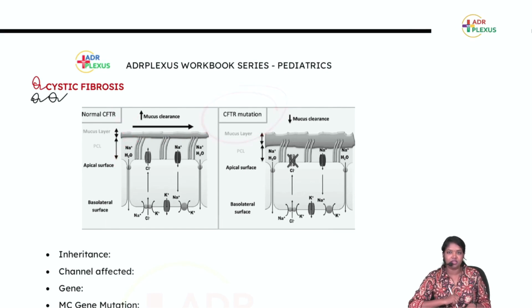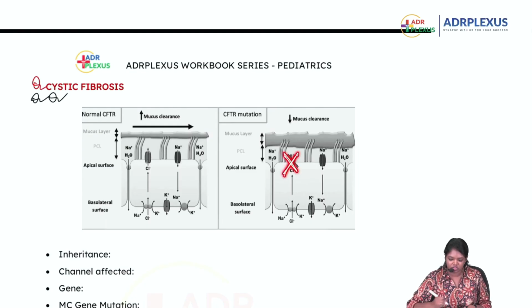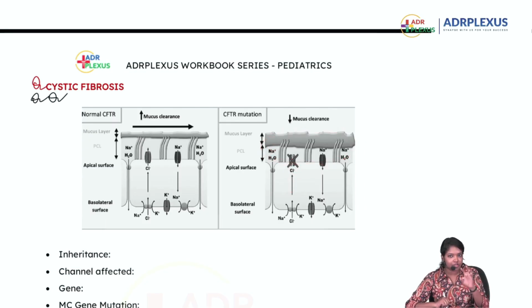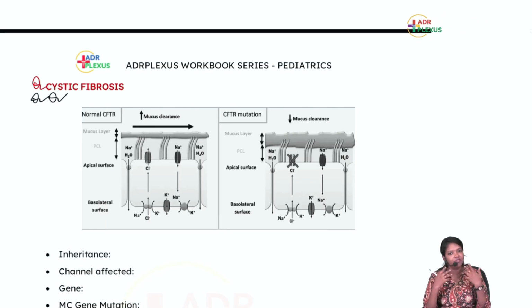Now, my chloride channel is not working. There is a mutation in CFTR. What will happen? Chloride cannot be excreted, so there is no chloride in the secretion. So what happens to my secretion? It becomes thick, and when it becomes thick, it cannot do its job properly. Where will this happen? Everywhere. Respiratory mucosa: mucus is very thick, mucus clearance is not taking place, so recurrent infection. Pancreatic duct: pancreatic secretions are very thick.